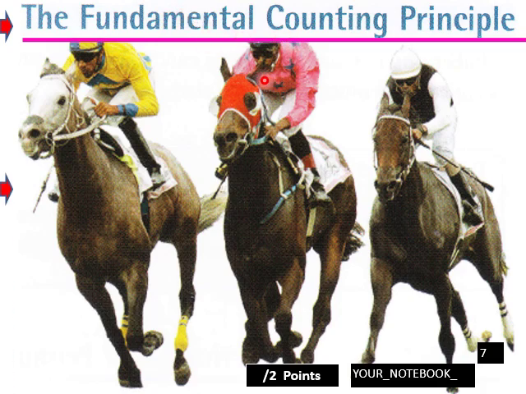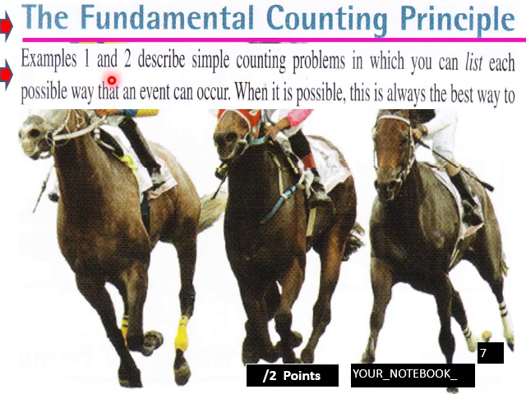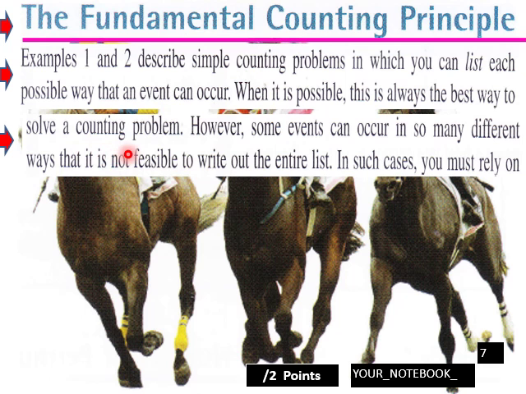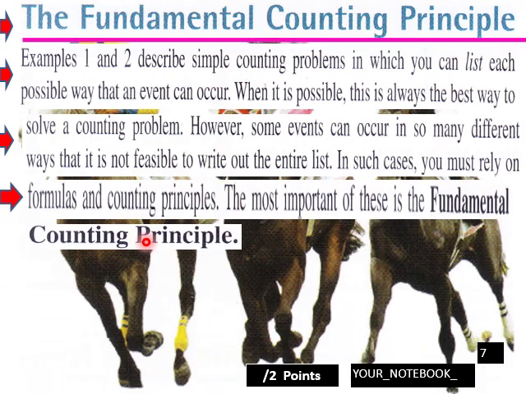So, the fundamental counting principle. Examples 1 and 2 describe simple counting problems in which you can list each possible way that an event can occur. When it is possible, this is always the best way to solve a counting problem. However, some events can occur in so many different ways that it's not feasible to write out the entire list. In such cases, you must rely on formulas and counting principles.